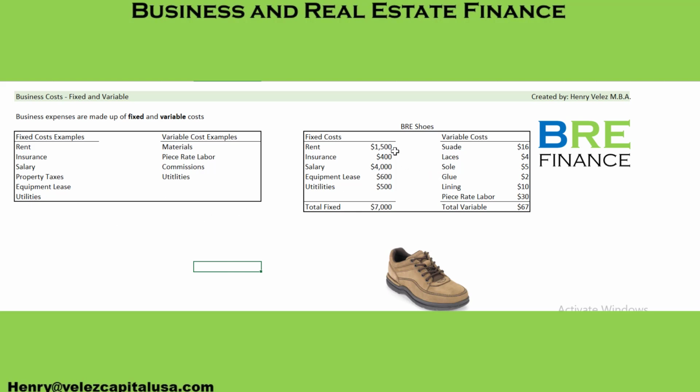So we look at the fixed costs over here for BRE shoes, and we have a facility that costs $1,500 a month, business insurance of $400. We get paid a salary. I get paid a salary of $4,000, we'll say. And that salary comes no matter what, because it's a salary, it's not an hourly wage.